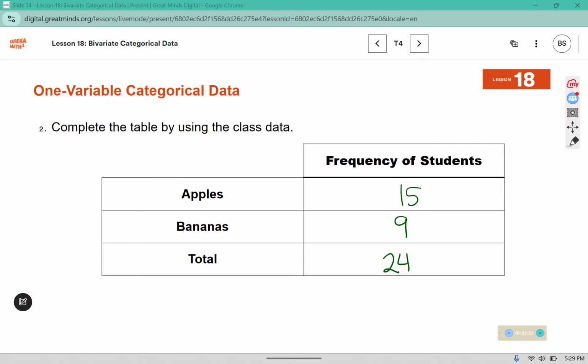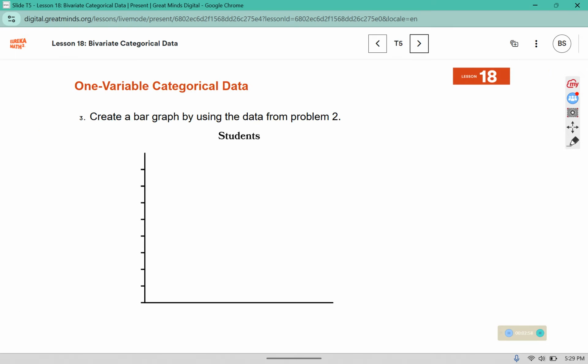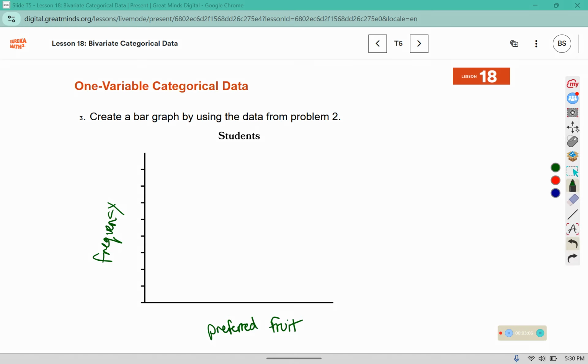In a class of 24, 15 of the students said that they prefer apples, and 9 of the students said that they preferred bananas. If you're doing this in person, you're going to collect the data based on the real values from your peers. Now that we have the data, we need to analyze it and look for an association. One way to do that is by creating a bar graph using the data. We will start by labeling our bar graph.